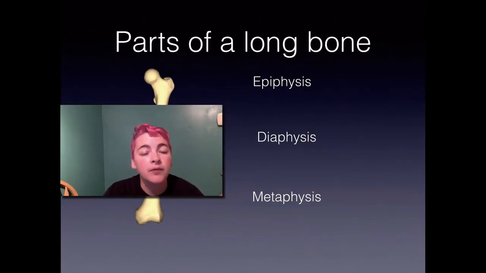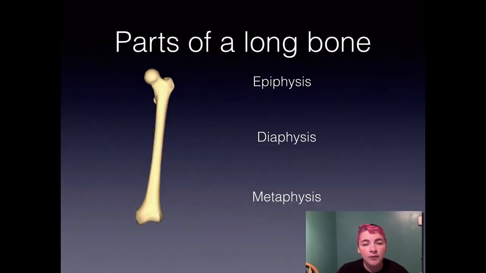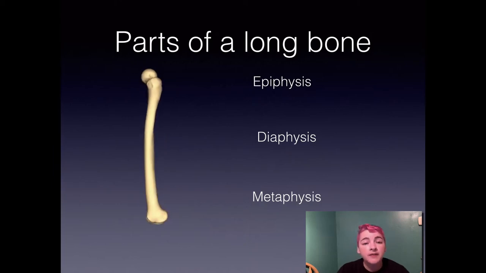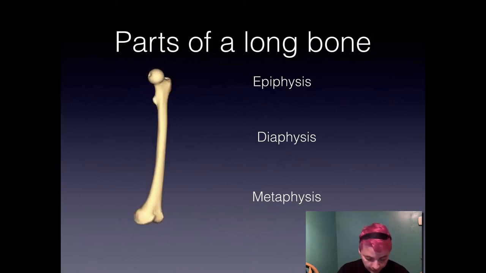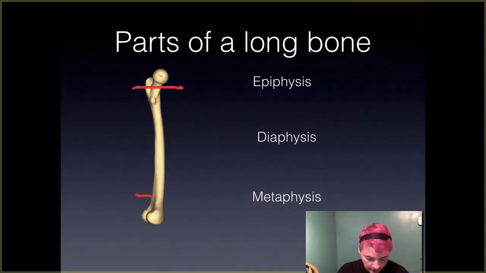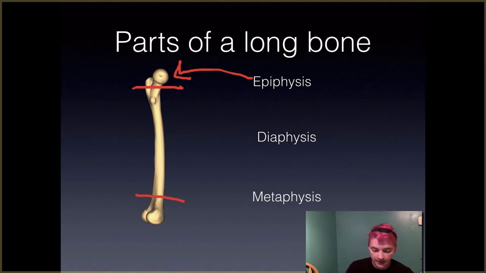Looking at a long bone, there are several parts of the long bone that we need to look at. The epiphysis is the ends of the bone. The shaft of the bone is the diaphysis. And then the growth plate, or where the epiphysis and the diaphysis meet, essentially, is the metaphysis.